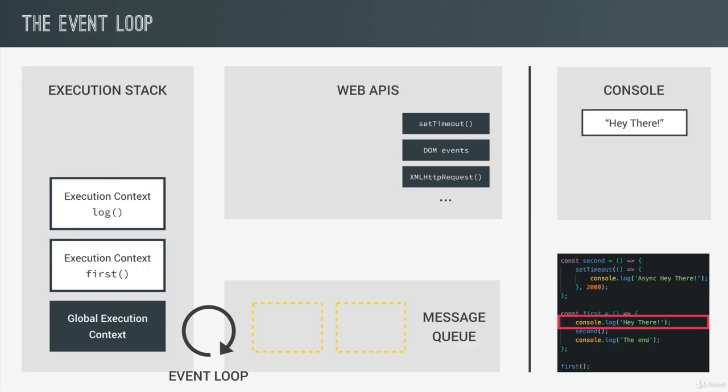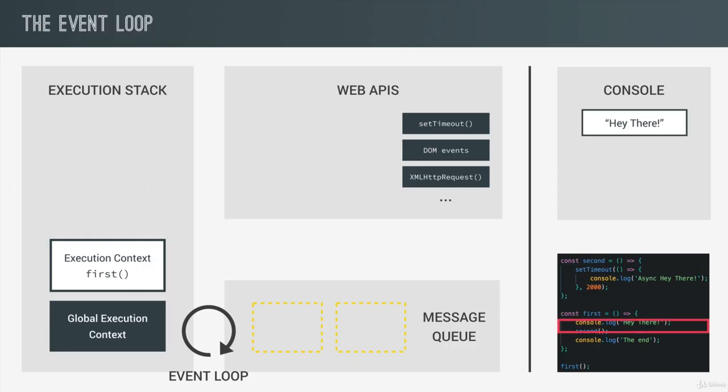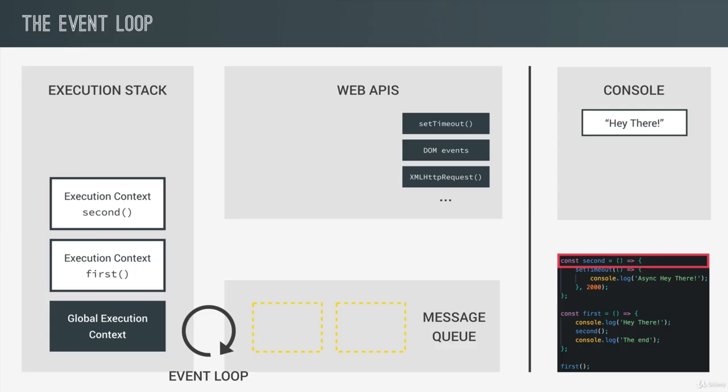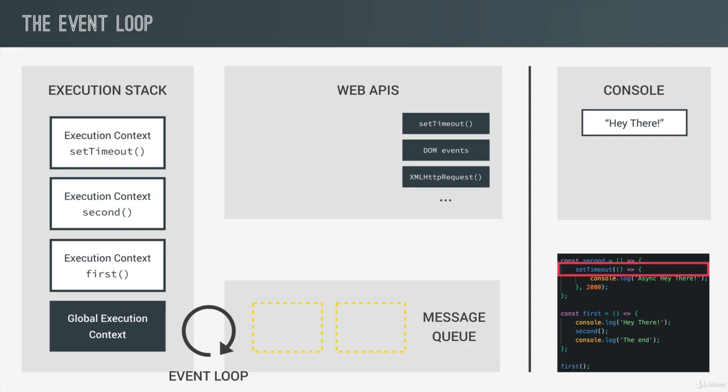Then the function returns and the execution context pops off the stack. Moving on to the second function, a new execution context is created, and in the next line, the setTimeout function is called, which causes yet another execution context to be created.